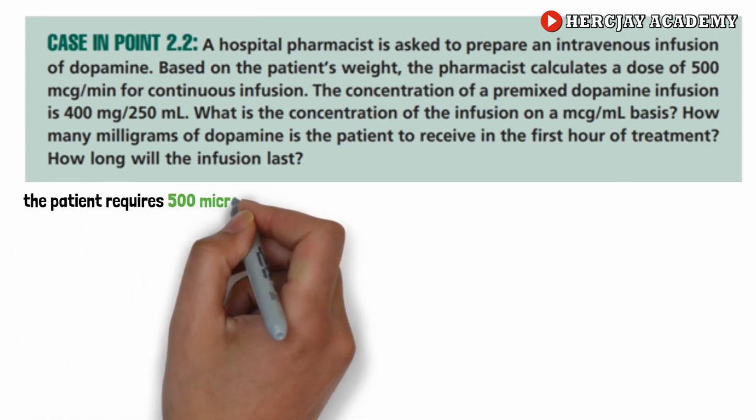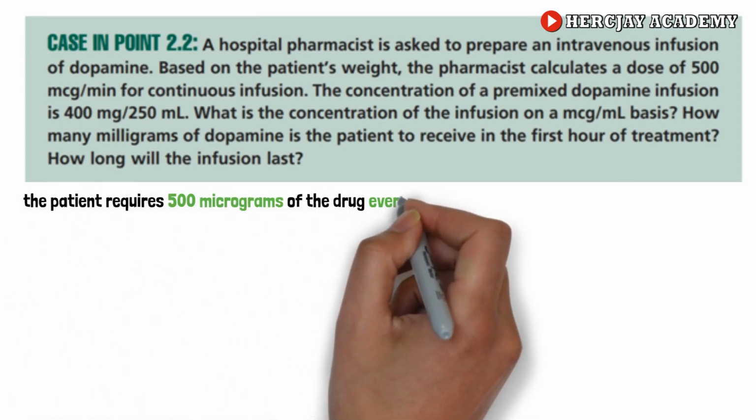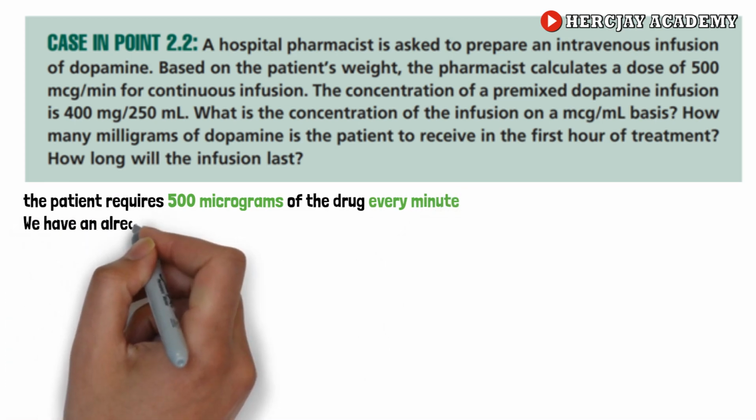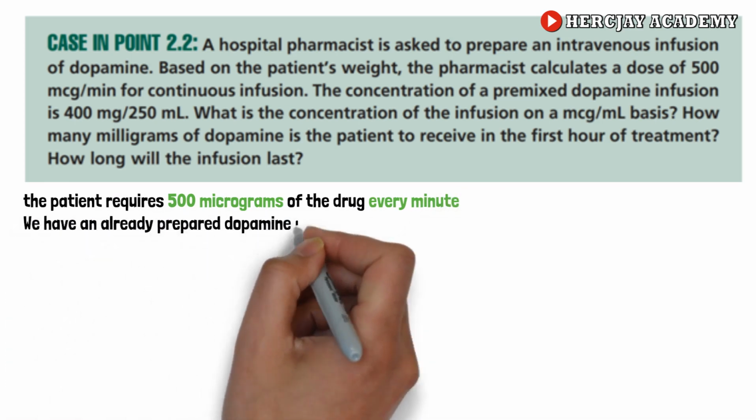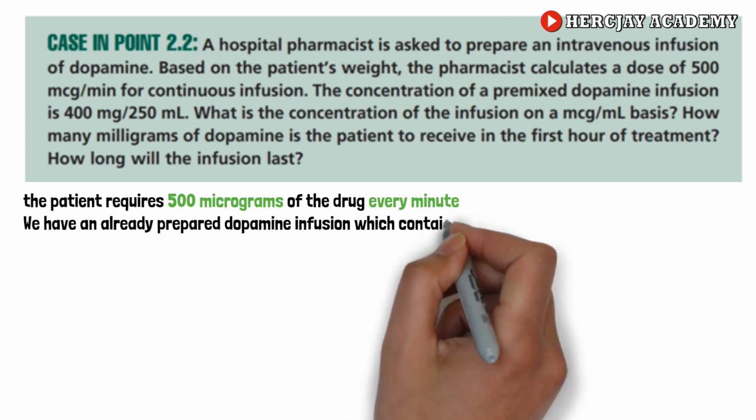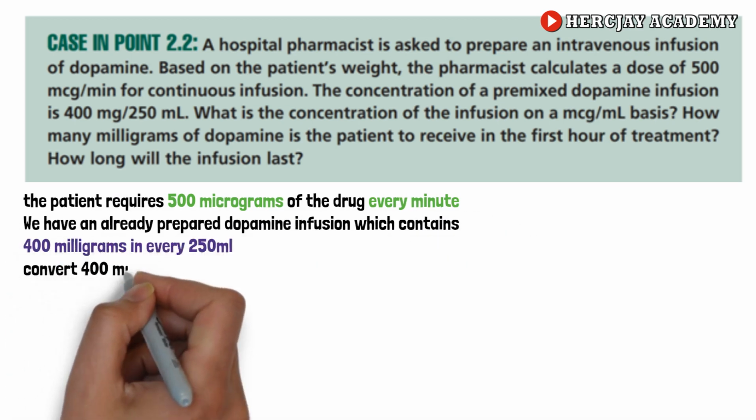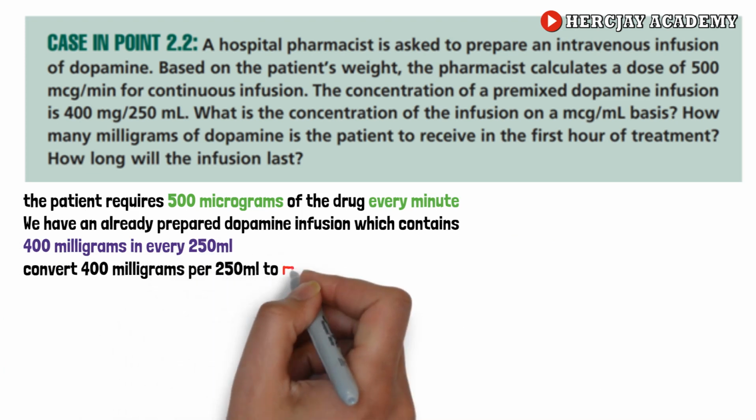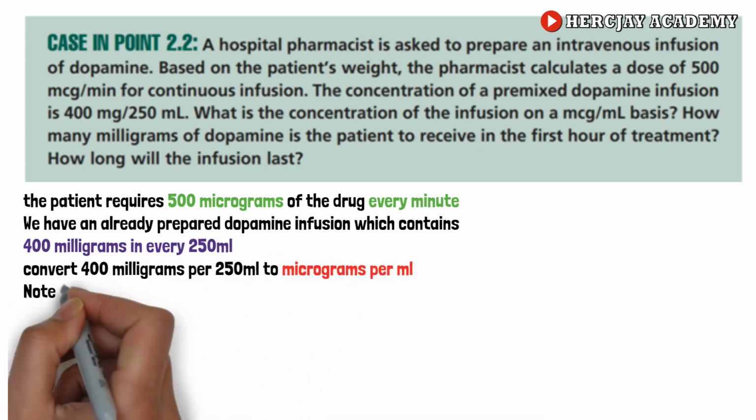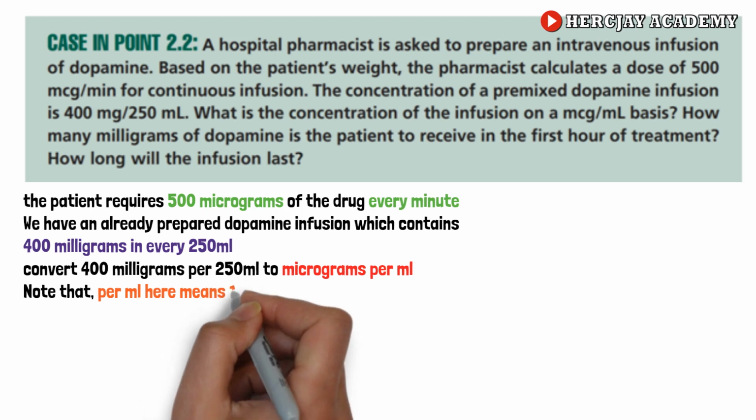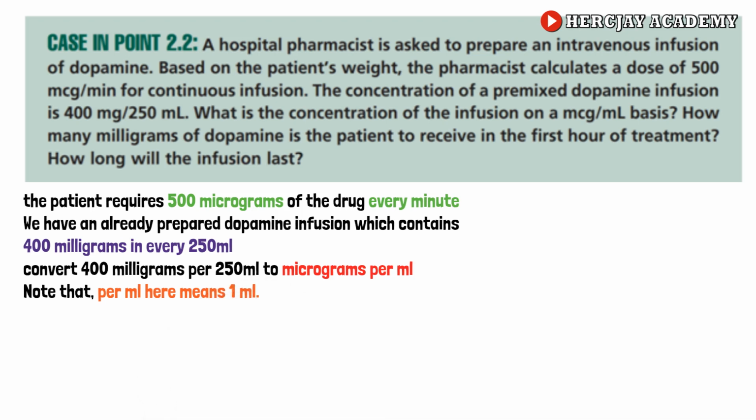We will start by extracting the key facts. First, the patient requires 500 micrograms of the drug every minute. We have an already prepared dopamine infusion which contains 400 milligrams in every 250 ml. The first question is to convert 400 milligrams per 250 ml to micrograms per ml. Note that per ml here means 1 ml.